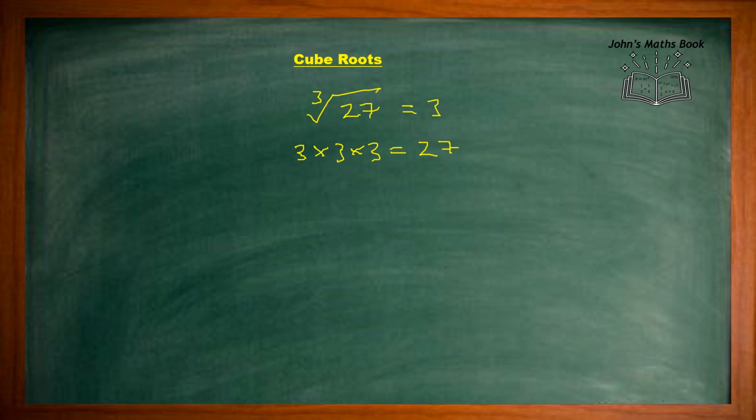And when we looked at square roots, we multiplied the negative numbers together. So let's try that with cube roots. So we multiply minus 3 by minus 3 by minus 3. That gives us minus 27, because a minus and a minus make a plus, and then multiplying it by minus again takes it back to minus. So minus 3 cannot be a cube root of 27. Therefore, the only cube root of 27 is 3.